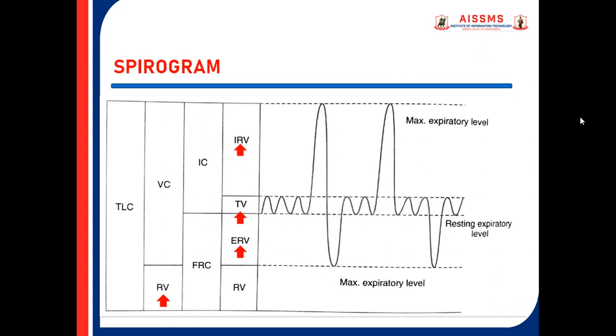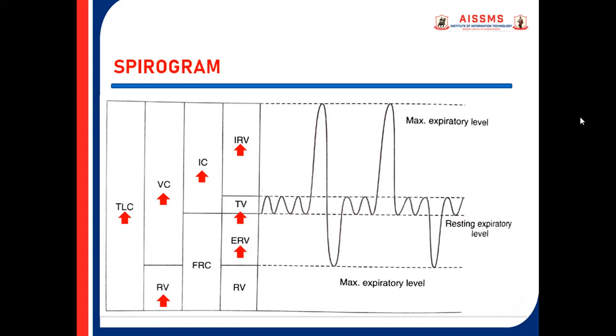Residual volume. The volume of gas remaining in the lungs after a forced expiration. TLC, total lung capacity. The volume of gas in the lungs at the point of maximum inspiration. VC, vital capacity. The greatest volume of gas that can be inspired by voluntary effort after maximum expiration, irrespective of time.